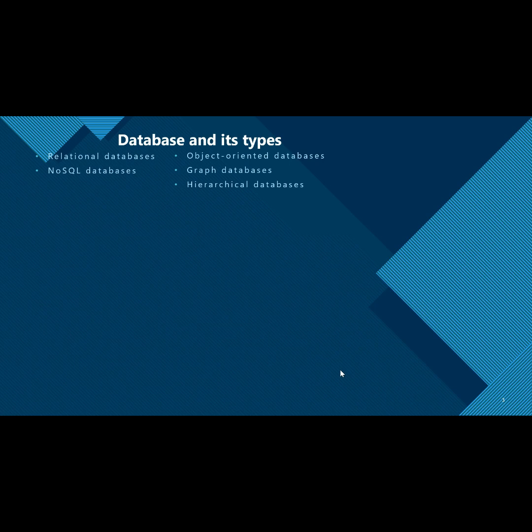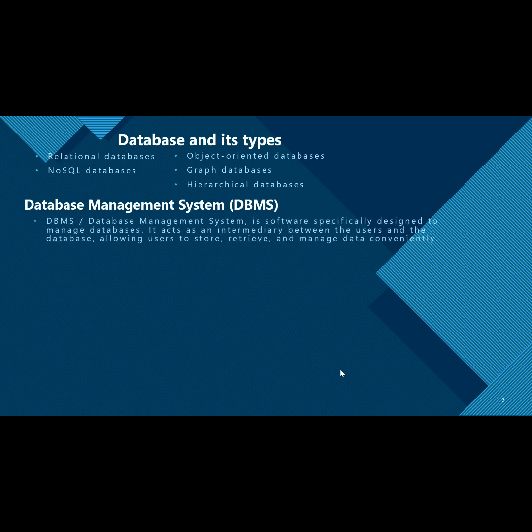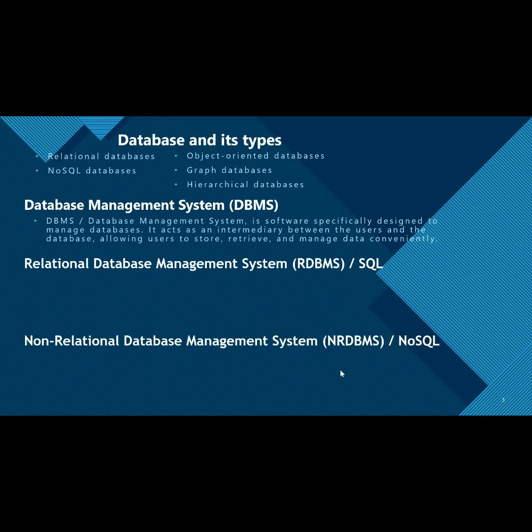Now comes the question, how to use a database. For that we have a software called DBMS, that is database management system, which helps to operate the database. DBMS is software specifically designed to manage databases. It acts as an intermediary between the users and the database, allowing users to store, retrieve and manage the data conveniently. This DBMS is further broken into two types majorly: relational database management system or SQL database, and non-relational database management system which is NoSQL.